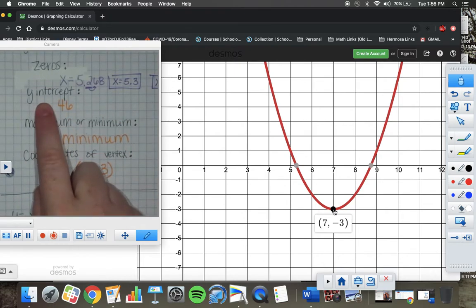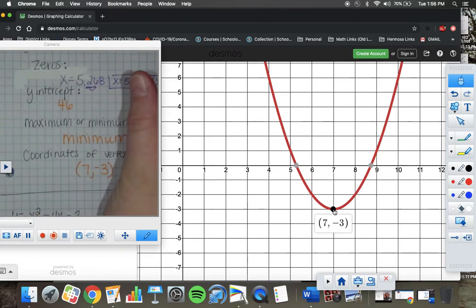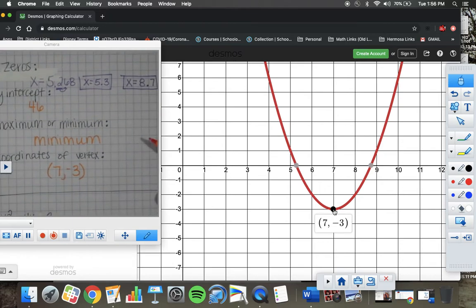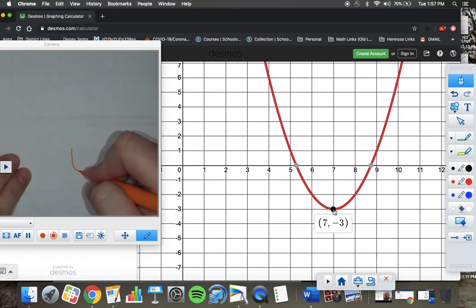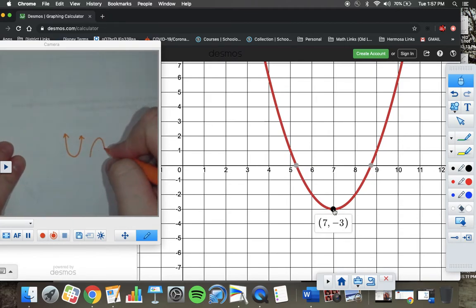Remember, y-intercept is where it crosses the y-axis. Maximum or minimum is, let me find my Post-its. My kids keep coming in here where I have all my school stuff. But this is a minimum on the parabola. This would be a maximum because it has a highest point, and that would be a lowest point.